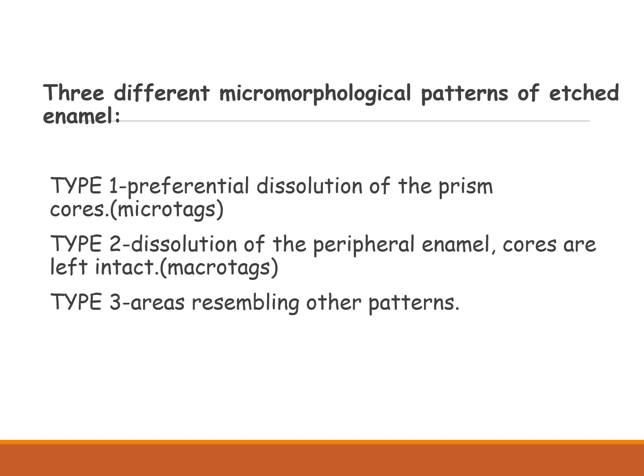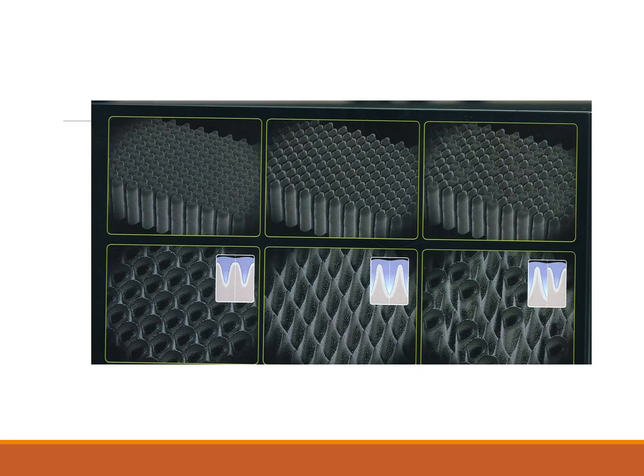Type 2 is dissolution of peripheral enamel. Pores are left intact. Macro tags, they are called. And type 3 is areas resembling other patterns. That ends the class on acid etching.